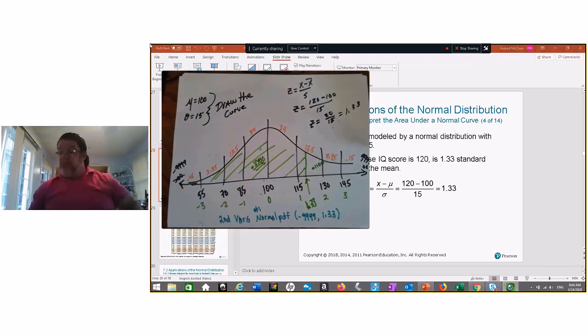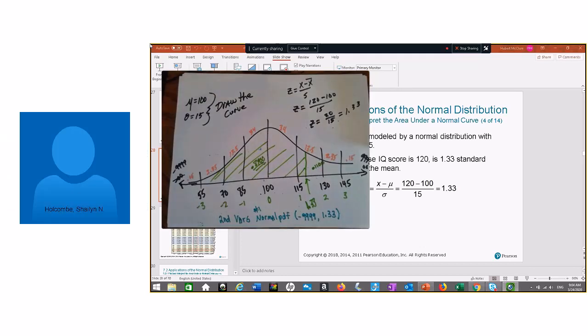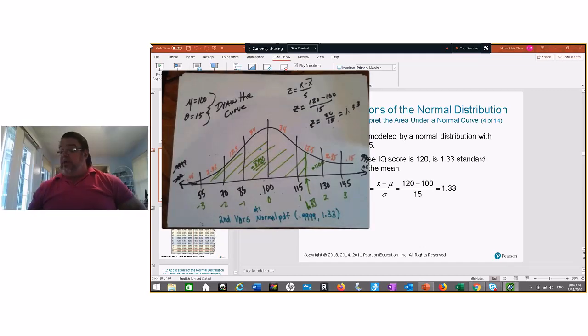Did you punch it in, Miss Holcomb? I did. I got 0. No, it's going to be around 0.89, 0.9. Did you type in negative 9999, comma 1.33?